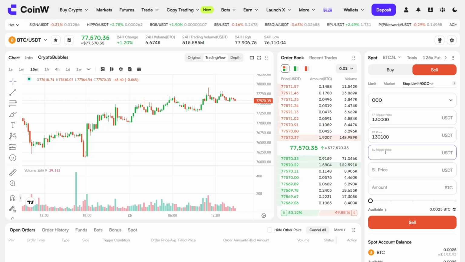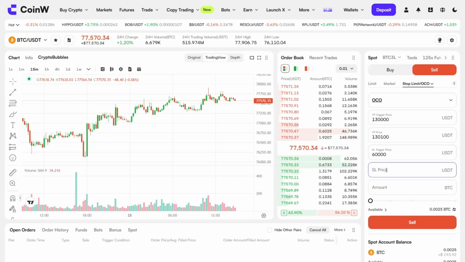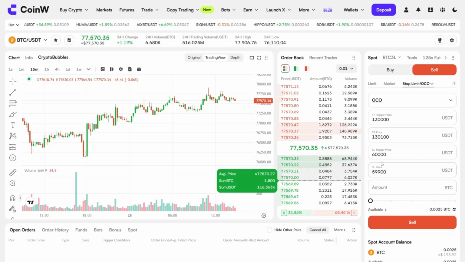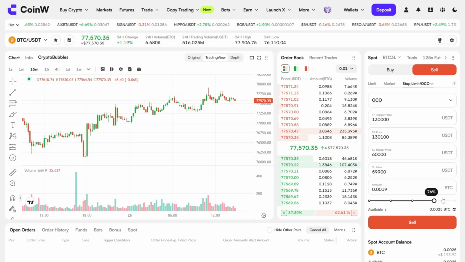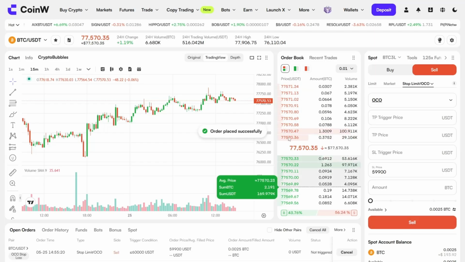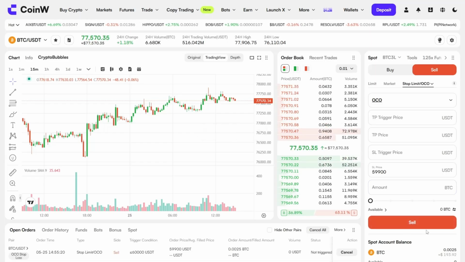On the downside, let's set our stop loss trigger price at 60,000. And for the stop loss price, let's set that at 59,900. Meaning once Bitcoin passes this price, we'll be sold out of our position and we'll be cutting our losses. We want to sell our entire position, as we can see under amount, and we can click sell. We can see that our orders were placed successfully.